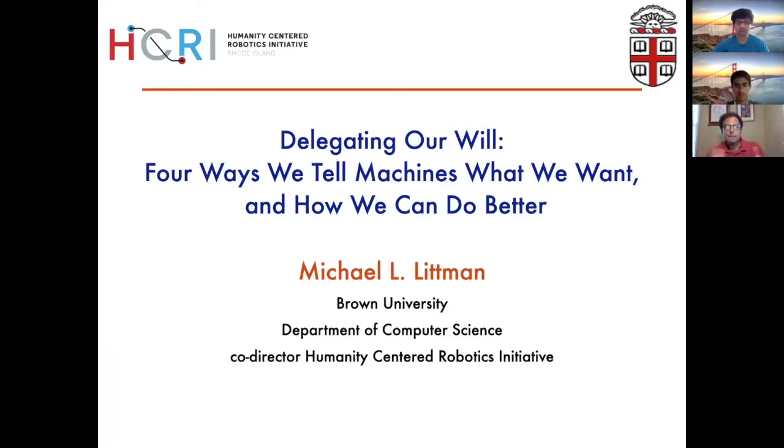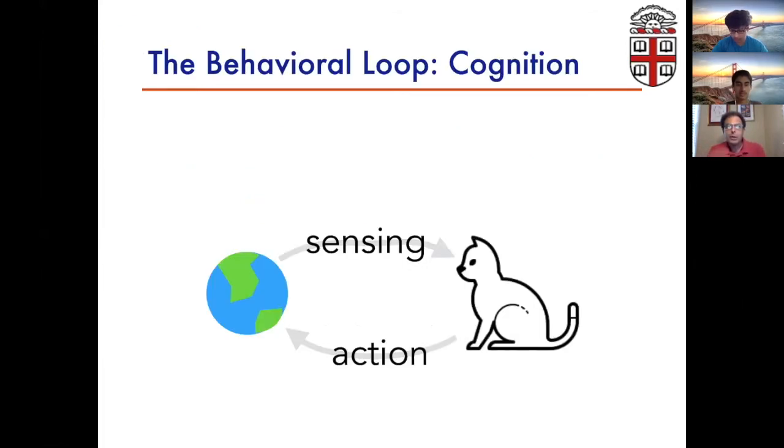So I'm going to be talking about four ways we tell machines what we want and how we can do better. I don't know everyone's background, but I'm hoping that what I cover will include things that you already know, but may see from a slightly different angle, and also a couple of things that you don't know about, which will hopefully be new and interesting. I'm going to try to leave it a little bit interactive, so I can get a sense of what you already know and what you'd be interested in knowing more about, and I can tailor the talk accordingly. Great. So let me start off.